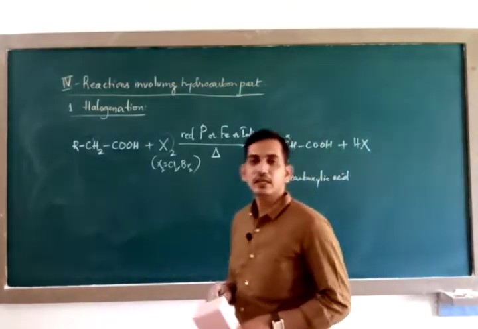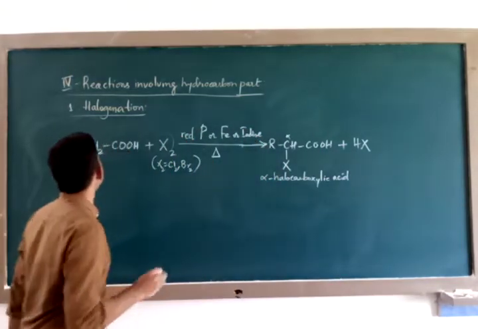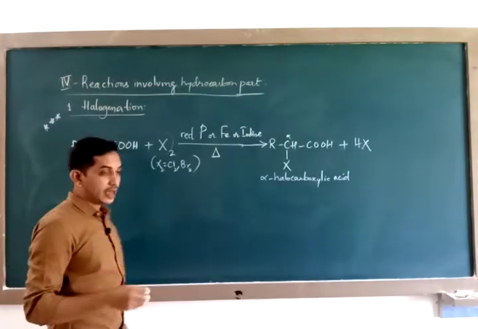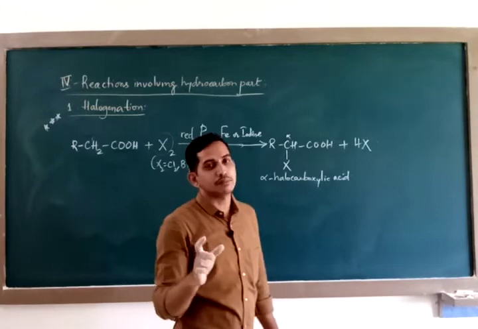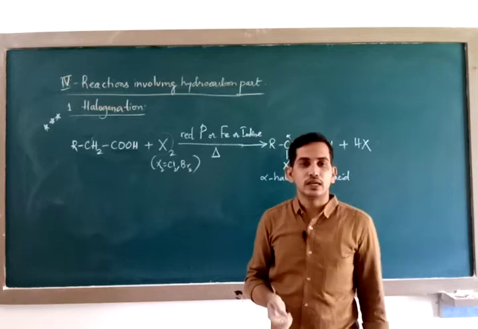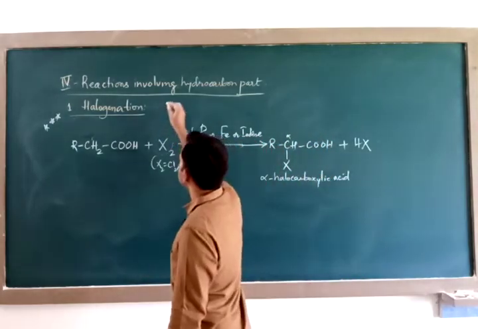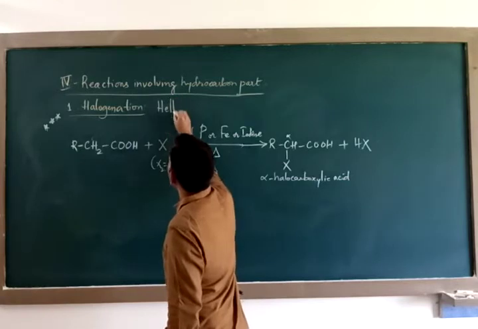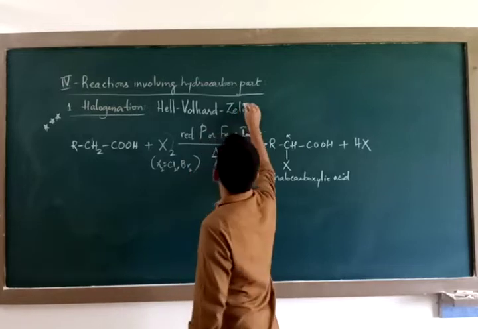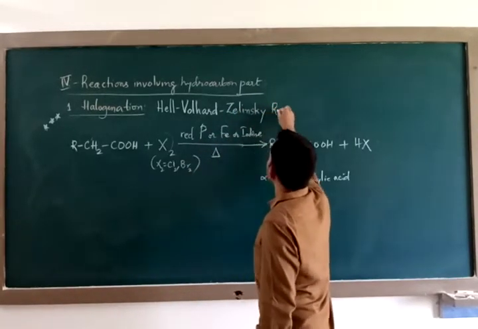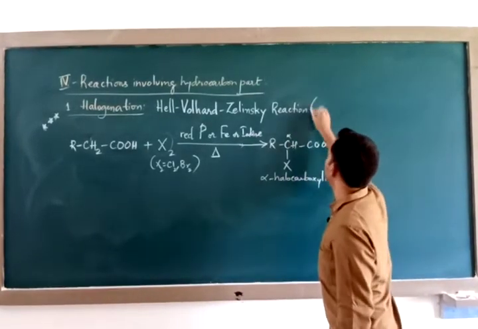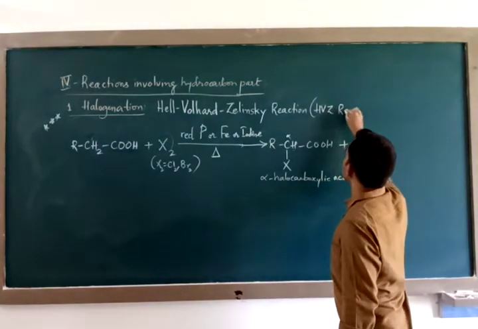This is an important question because it is a named reaction, and most of the times, 9 out of 10 times, this has appeared in the question paper because it is the only named reaction that appears in the carboxylic acids chapter, and this is called the Hell-Volhard-Zelinsky reaction, or simply HVZ reaction.